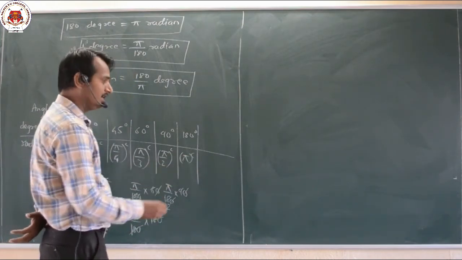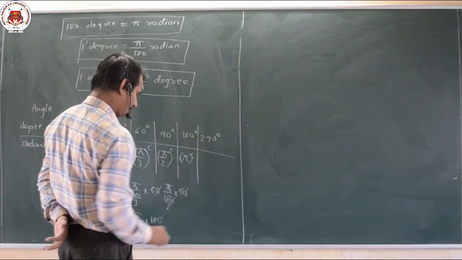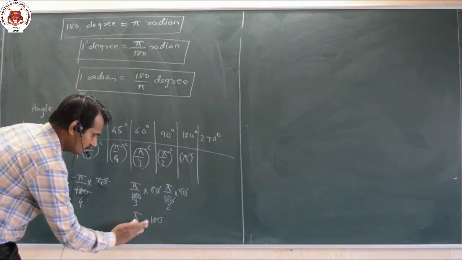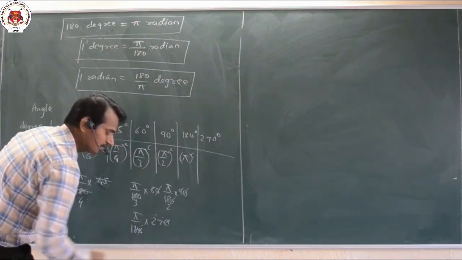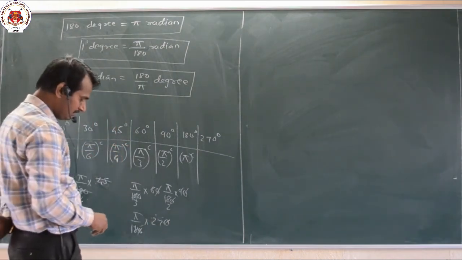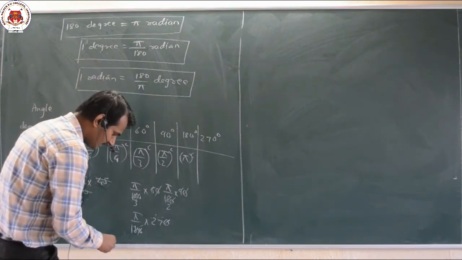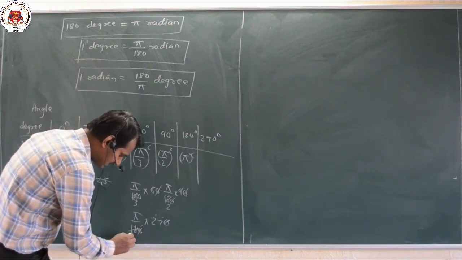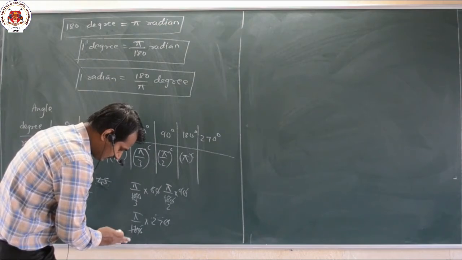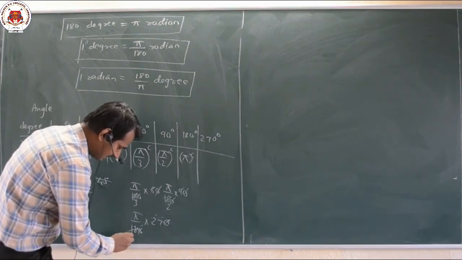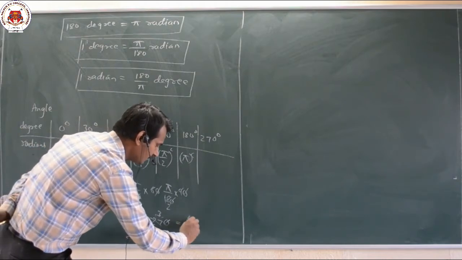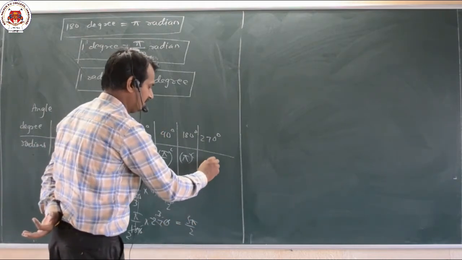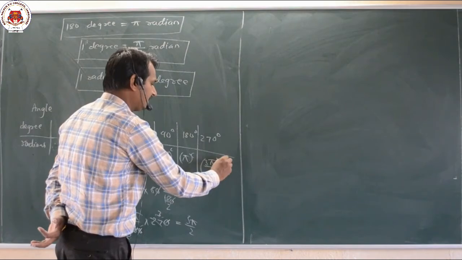If I take 270 degrees, what we get here is 270 over 180. The zeros get eliminated. Now we can divide by 3, 3 6s are 18, or else we can take 9, 9 2s are 18, 9 3s are 27. That means we get 3 pi by 2 radian.